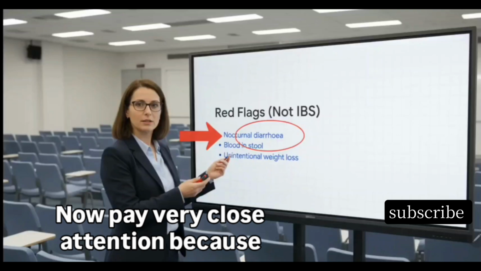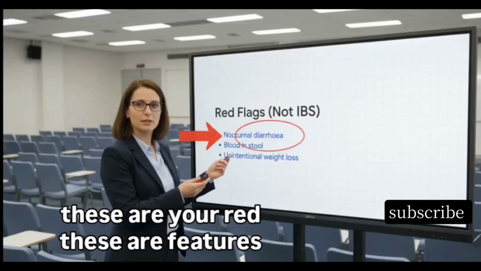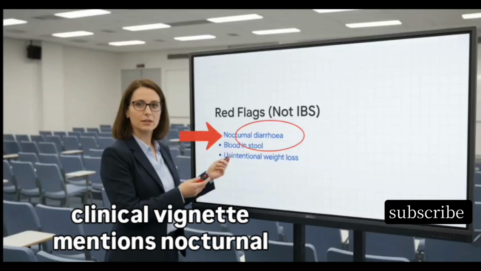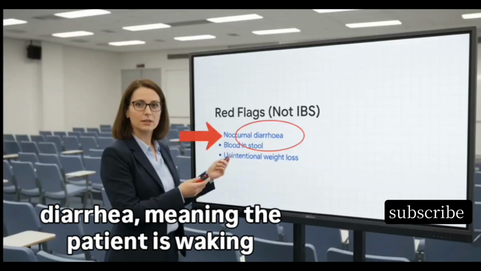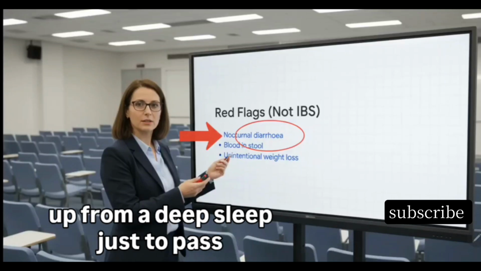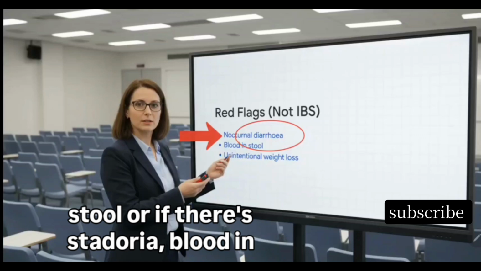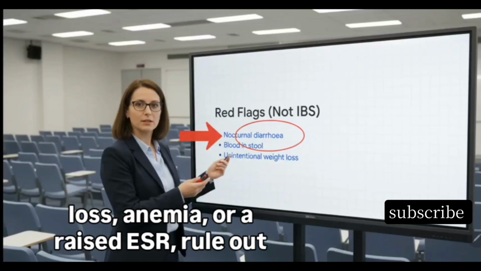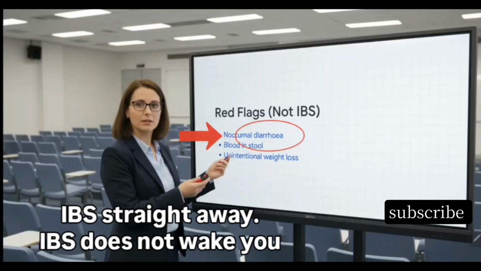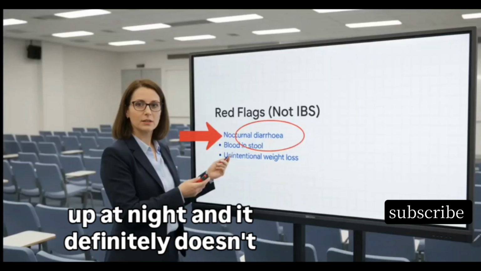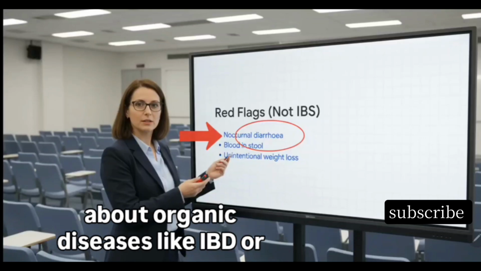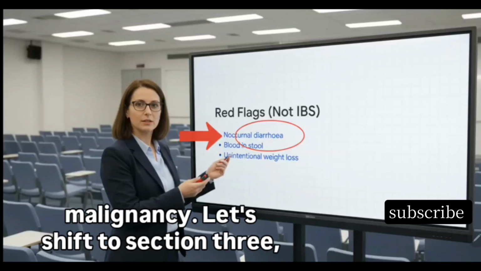Now pay very close attention because these are your red flags. These are features against an IBS diagnosis. If your clinical vignette mentions nocturnal diarrhea, meaning the patient is waking up from a deep sleep just to pass stool, or if there's steatorrhea, blood in the stool, fever, unintentional weight loss, anemia, or a raised ESR, rule out IBS straight away. IBS does not wake you up at night, and it definitely doesn't cause rectal bleeding or weight loss. If you see those, you need to be thinking about organic diseases like IBD or a malignancy.